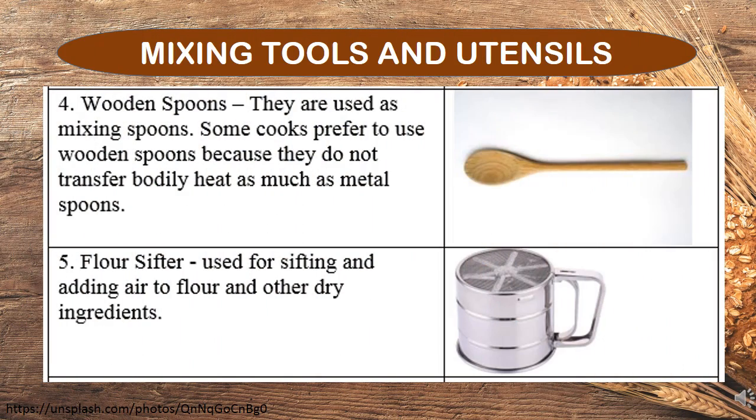Another mixing tool is the wooden spoon. They are used as mixing spoon. Some cooks prefer to use wooden spoons because they do not transfer body heat as much as metal spoon. Flour sifter. It is used for sifting and adding air to flour and other dry ingredients.